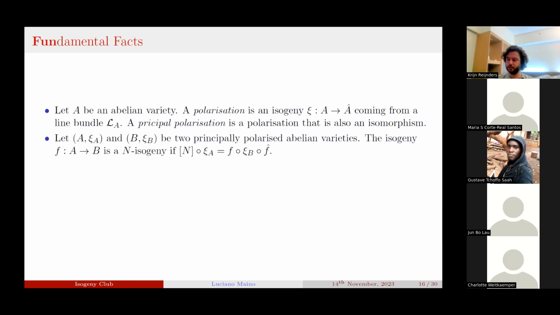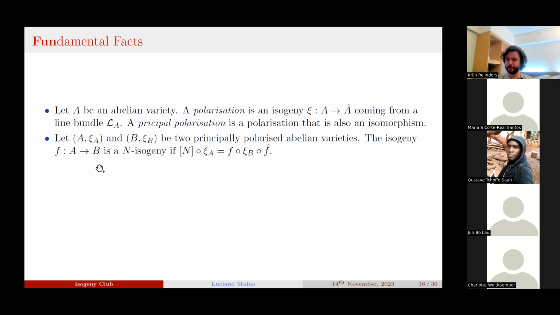So we take an abelian variety. A polarization is just an isogeny psi from A to its dual. And this isogeny psi comes from a line bundle, as in the case of elliptic curves. And then we say that the polarization is principal when the polarization is also an isomorphism, like in the case of elliptic curves. Why do we care about principally polarized abelian varieties? It's that if we have two principally polarized abelian varieties, then we are able to compute isogenies that are compatible with them. What does it mean?